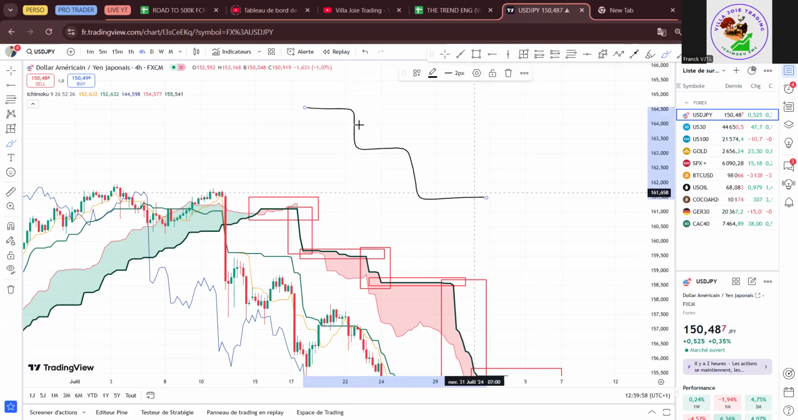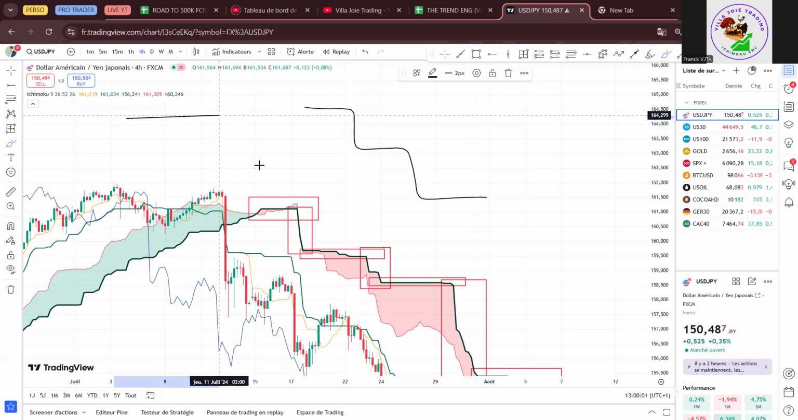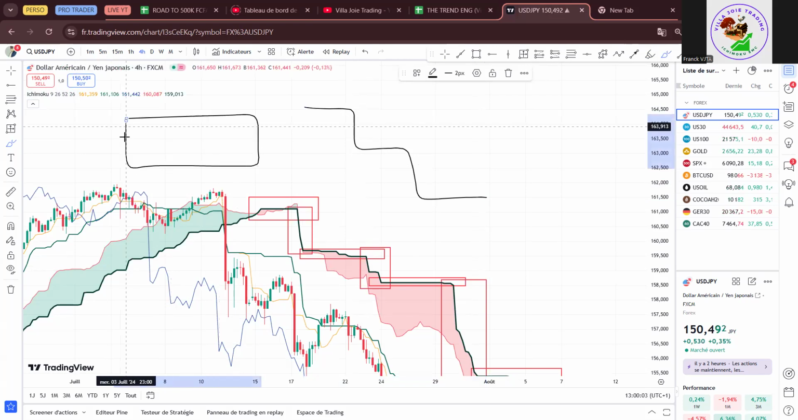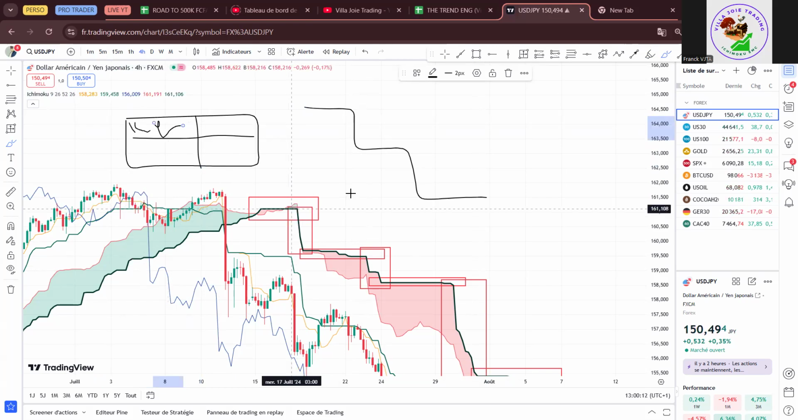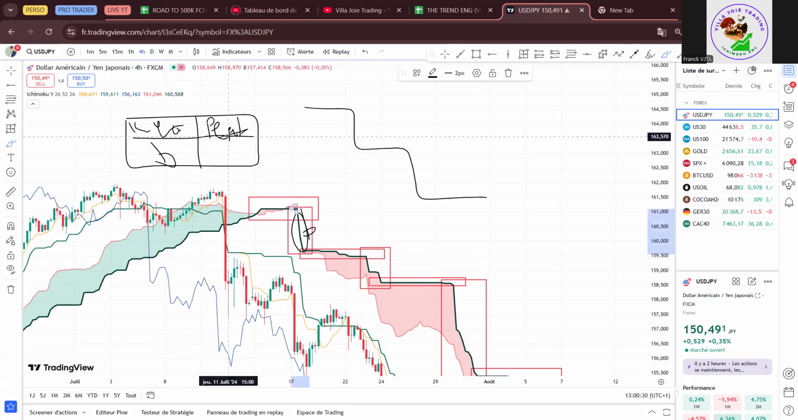But there are two things here: inclination and plateau, right? Inclination is this one. When this black line is not horizontal, it is an inclination, and when it is horizontal, it's called a plateau, right? The inclination here is what? A downtrend, right? This inclination is down. So it's down.